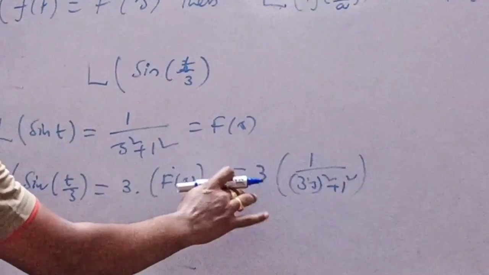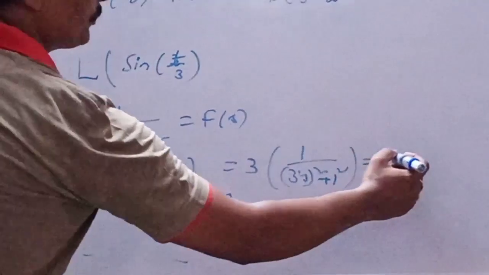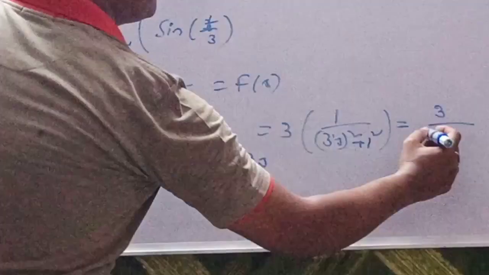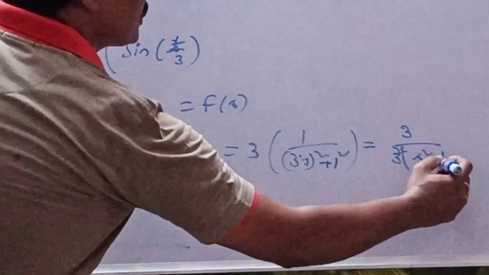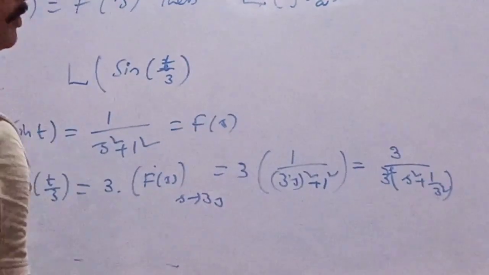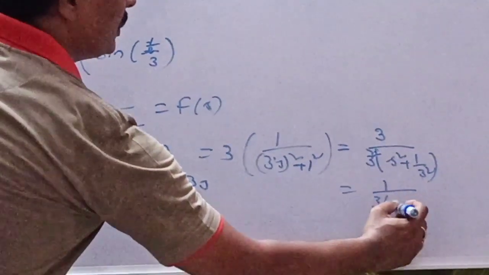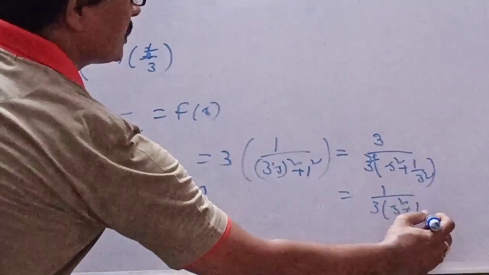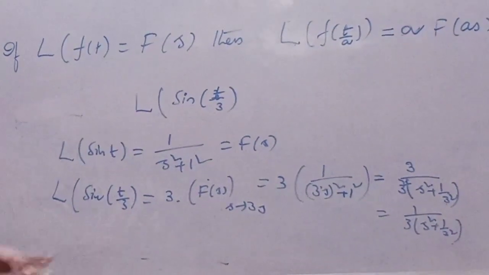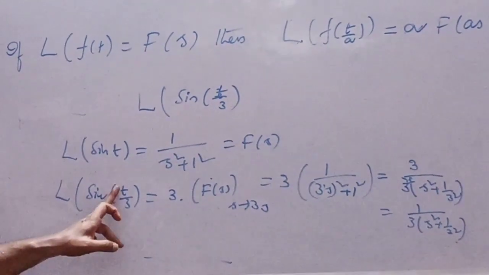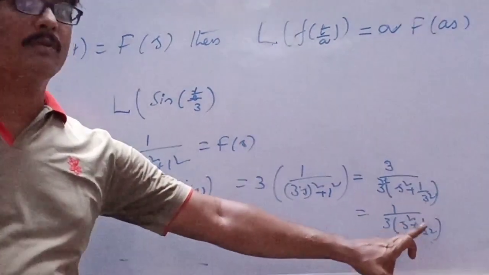You take 3 square as common. So 3 by 3 square into s square plus 1 by 3 square. The 3 gets cancelled, giving 1 by 3 into s square plus 1 by 3 whole square. Clear? So the Laplace transformation of sine t by 3 equals 1 by 3 into s square plus 1 by 3 square.